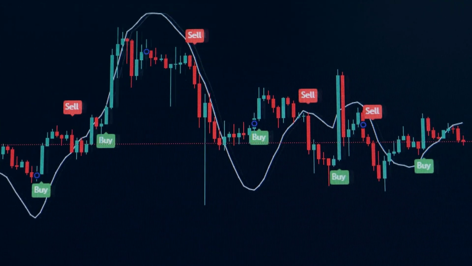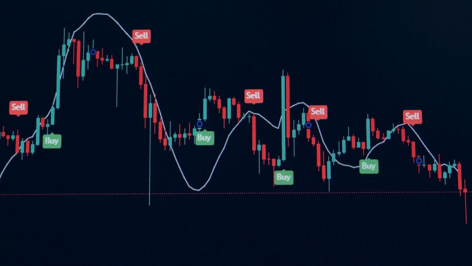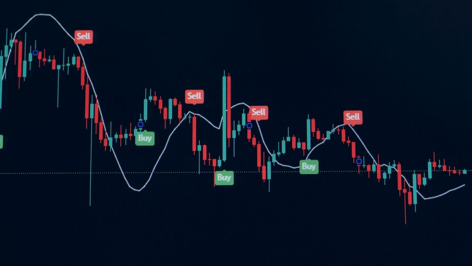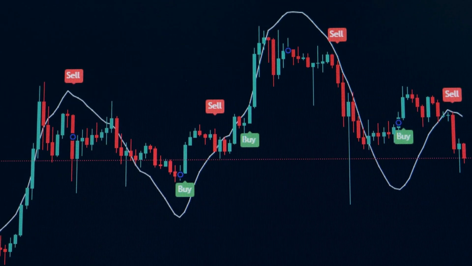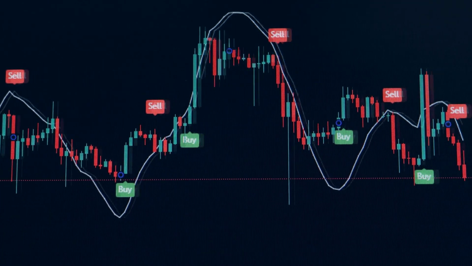Breakout trading is another popular strategy that involves identifying and taking advantage of price breakouts from established trading ranges or chart patterns. ALMA can be a useful tool for breakout traders because it can help to identify potential breakout points.